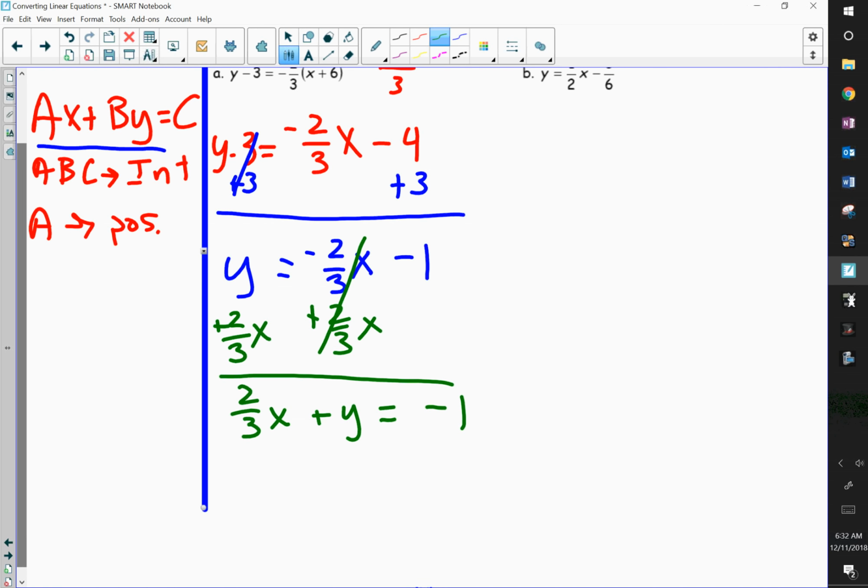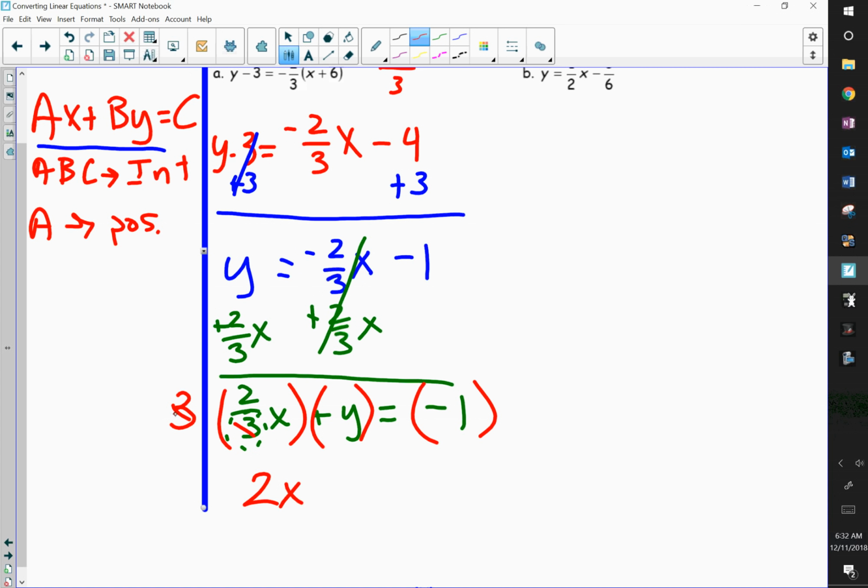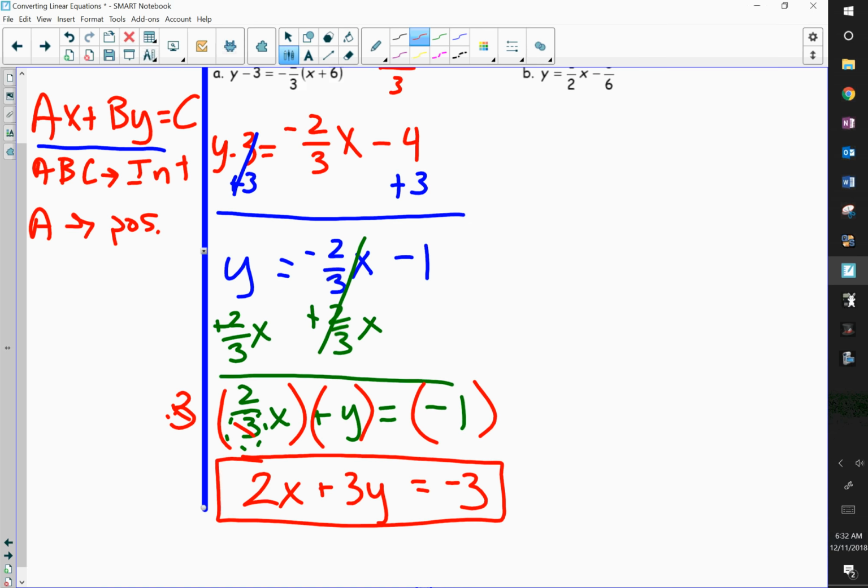So to make 2/3 an integer, I have to get rid of the denominator, which is a 3. So I multiply the whole equation by 3. I multiply the 2/3 by 3. I multiply the y by 3. I multiply the negative 1 by 3. When I multiply 3 times 2/3, the 3 and the 3 cancel. I'm left with 2x. When I multiply the 3 times y, I get 3y. And when I multiply the 3 times negative 1, I get negative 3. Now I have it written in standard form, ax plus by equals c.